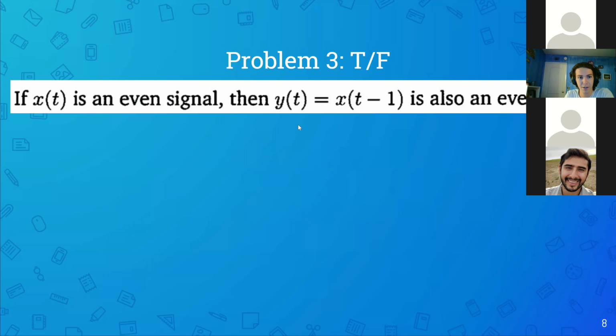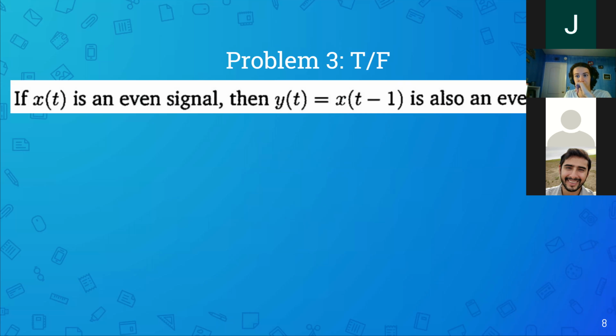So I think I have one more here. If x of t is an even signal, then y of t equal to x of t minus 1 is also an even signal. All right. Does someone else want to be brave? You guys can also just answer in the chat. That's perfectly fine.